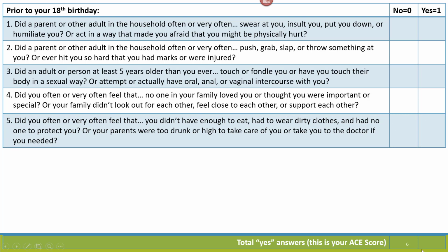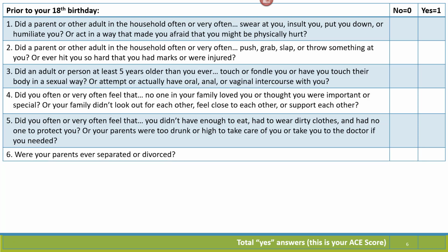Question 5. Did you often or very often feel that you didn't have enough to eat, had to wear dirty clothes, and had no one to protect you? Or your parents were too drunk or high to take care of you or take you to the doctor if you needed? Question 6. Were your parents ever separated or divorced?